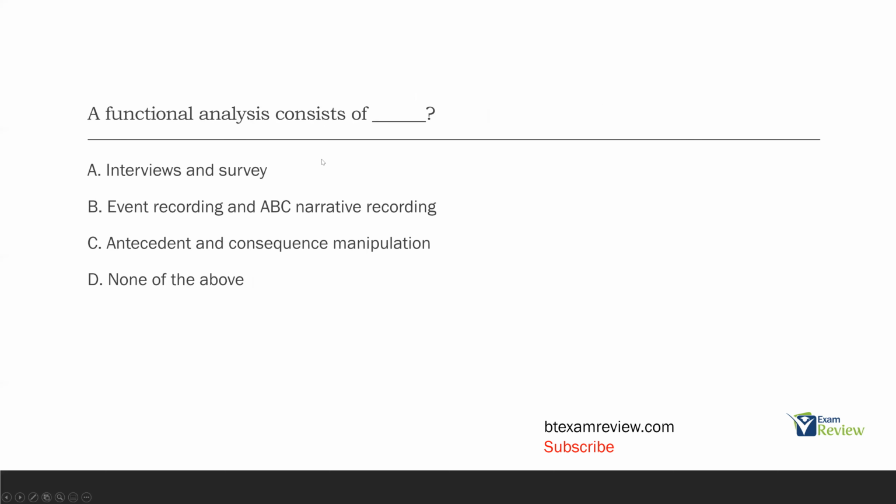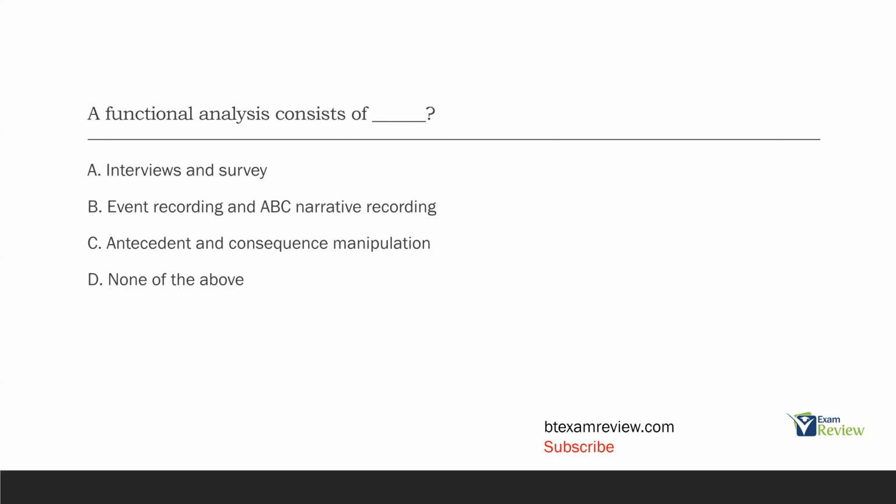A functional analysis consists of what? So the task list wants you to know indirect assessments, direct assessments, and functional analyses. Really, the extent of what you need to know about a functional analysis is kind of this question. A functional analysis is the best way to determine functions of behavior, but RBTs are never going to do them alone. And full functional analyses take a lot of time, they take a lot of resources, and don't happen all that often.